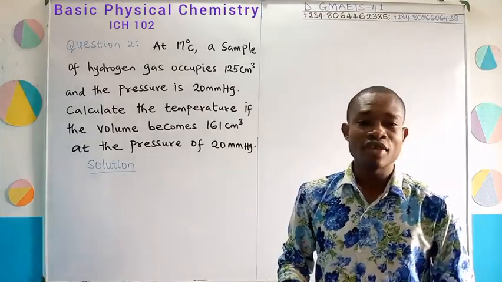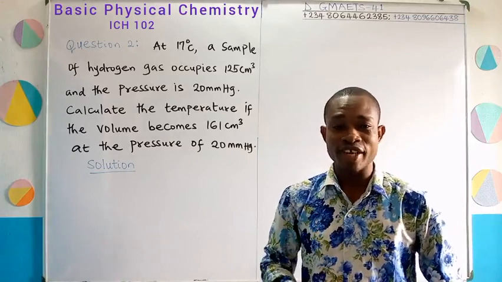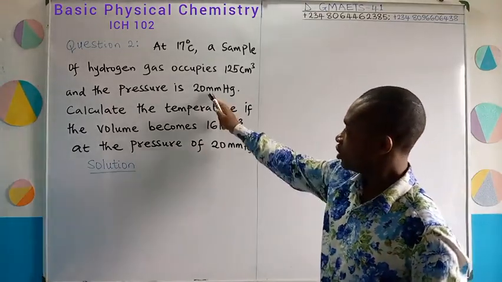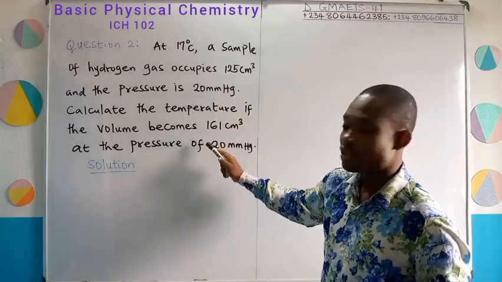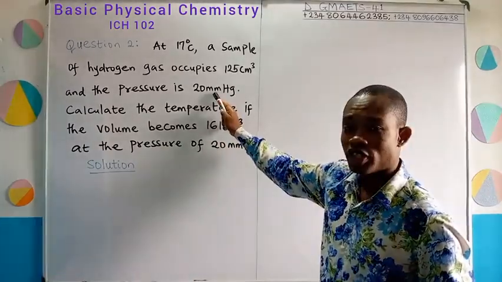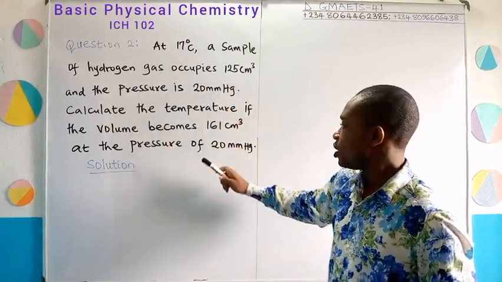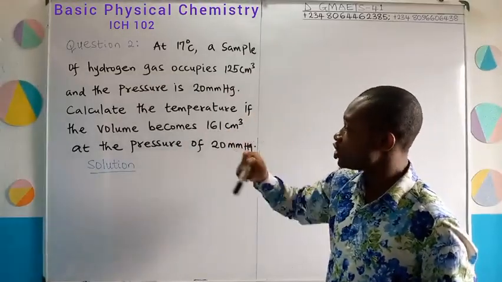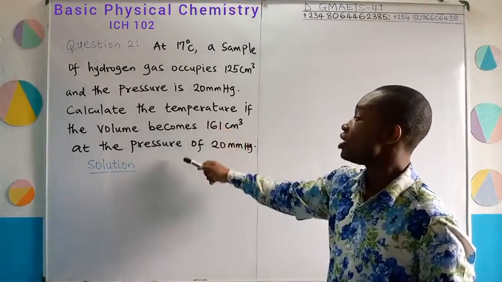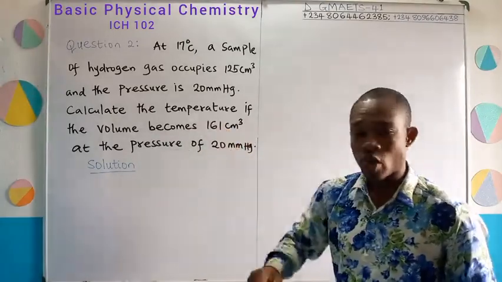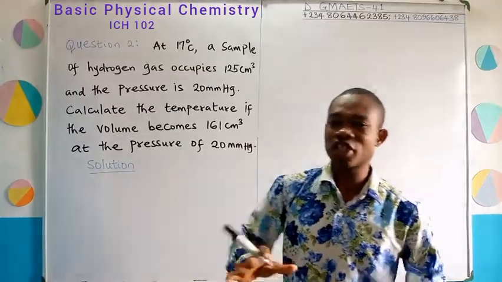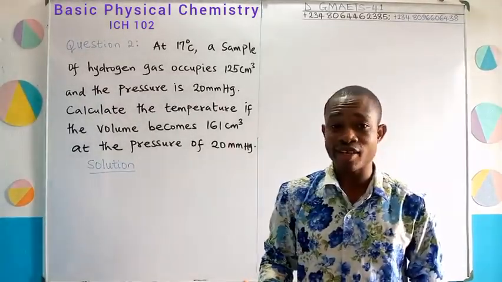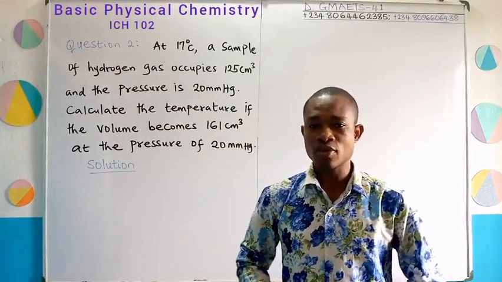Looking at the question given to us, the information provided tells us that the pressure remains constant. Initially, the pressure is 20 millimeter of mercury, and at a volume of 161 cubic centimeter, you are asked to find the temperature of the gas. The pressure again remained 20 millimeter of mercury. So pressure is constant in this problem, and we are relating temperature to volume once again. And so this is Charles' law.